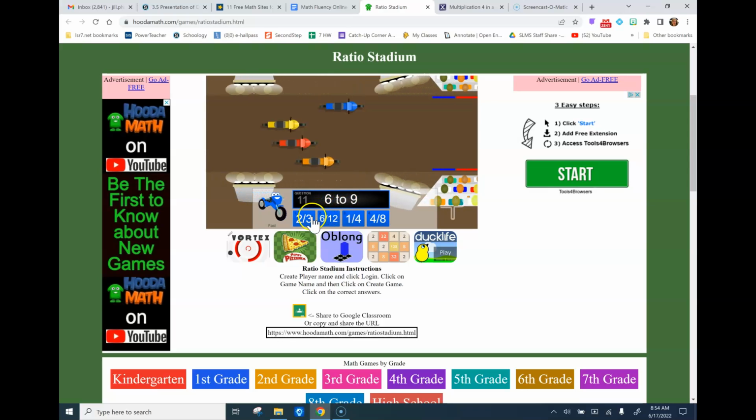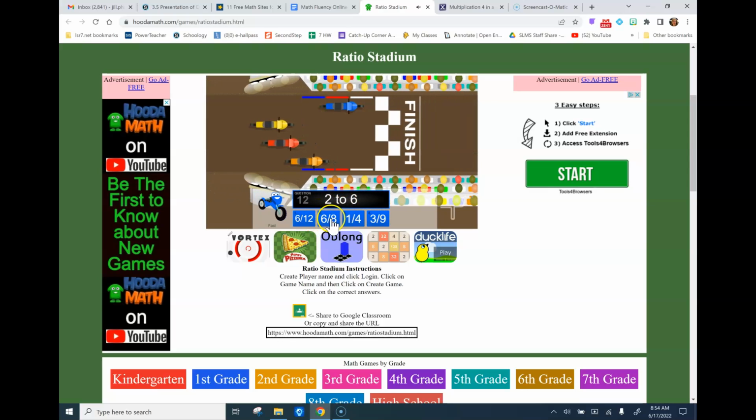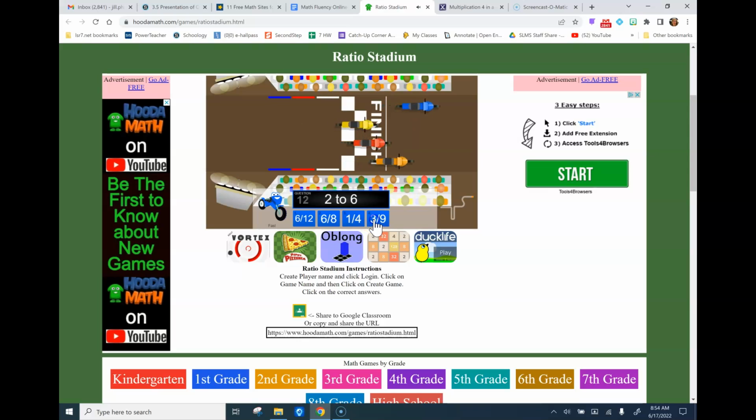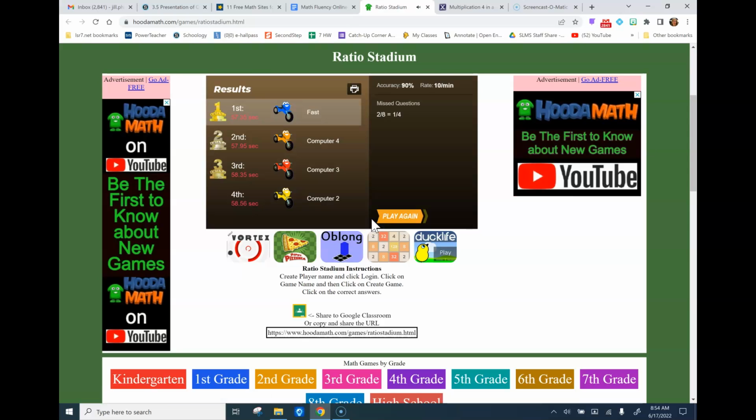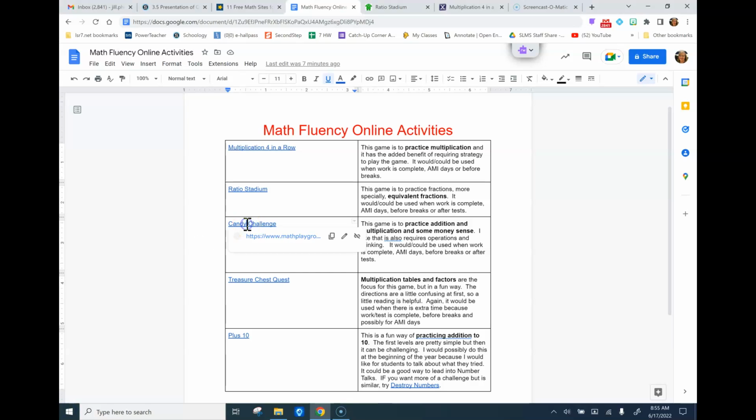This is 2 to 3, and 2 to 6 would be 1/3. So I didn't get to finish that last one, but I think I still won. So then you can play it again, but you're playing against the computer, and it's really challenging. I don't even watch the race because I'm so busy watching the fractions. So that's Ratio Station. So the next one is Candy Challenge.